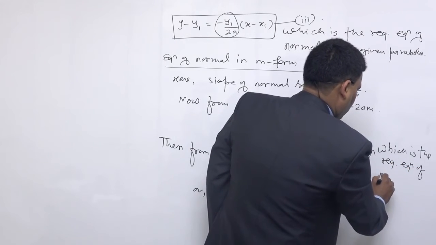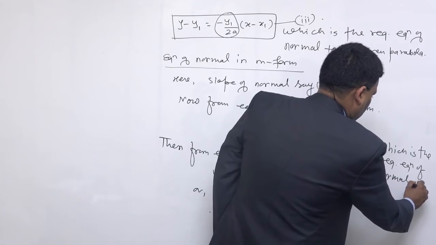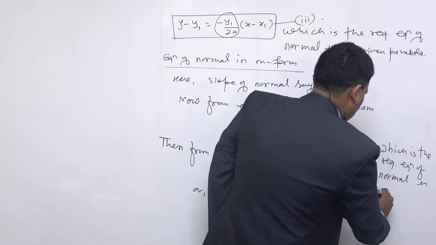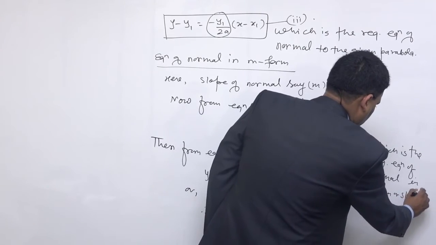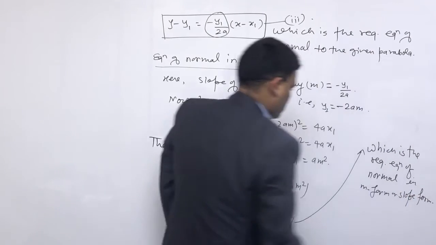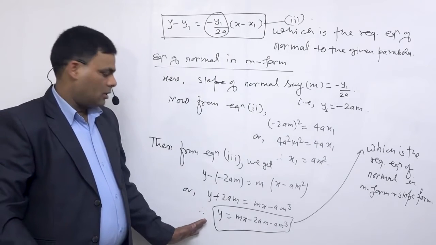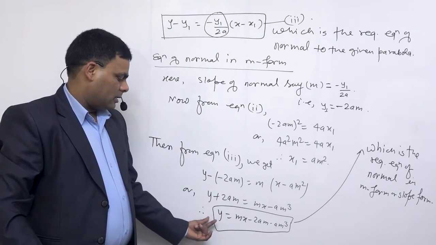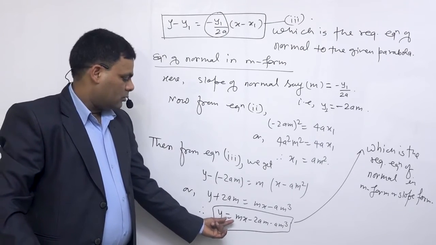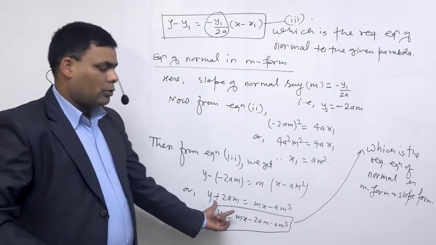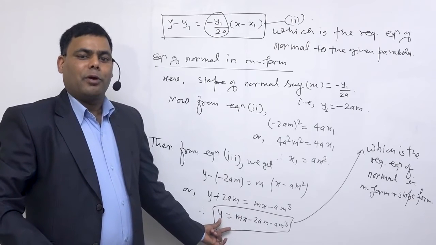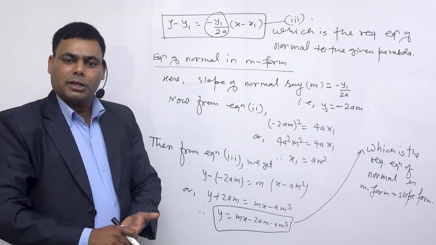Required equation of normal in m form or slope form. In this way, we can find the equation of normal in m form, like y equals mx minus 2am minus am cube. Equation m को टर्म मा भएकोले यसलाई m form भनेको हो, where m represents the slope of normal.